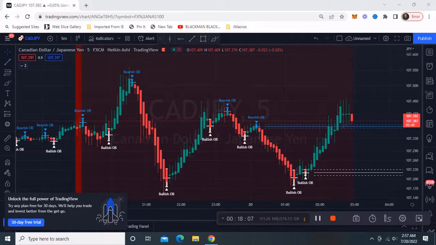And I can see right now this is setting up before we get into the London session, and somewhere right in the beginning of the London session, you're going to have a breakout either to the up or down side. All right, and you're going to be able to get in and earn some good earnings right at the start of the session.